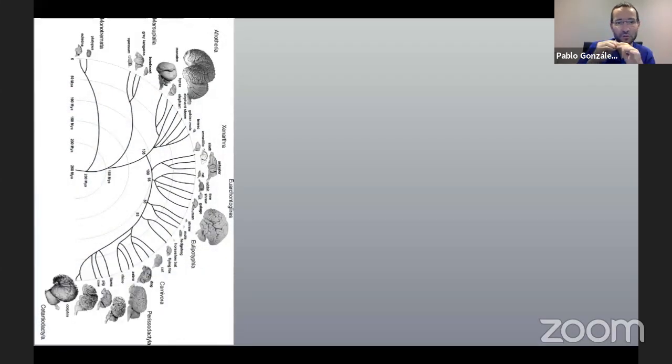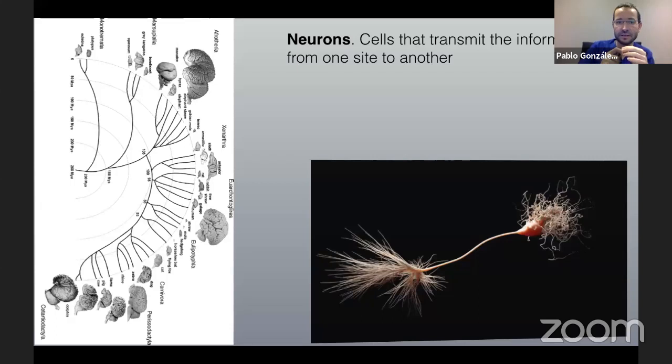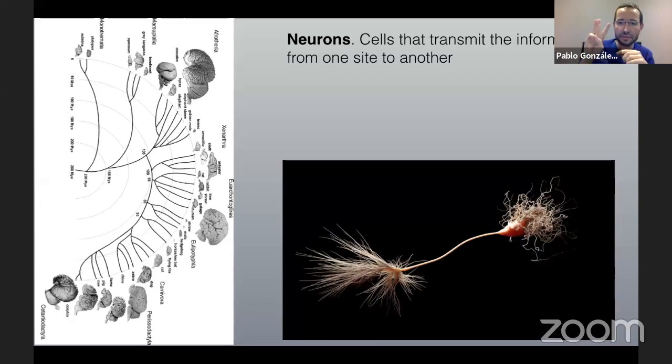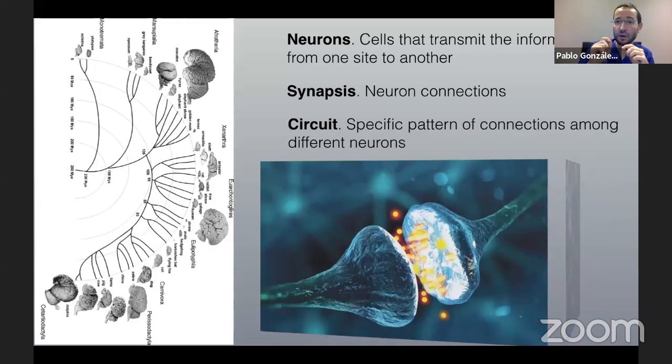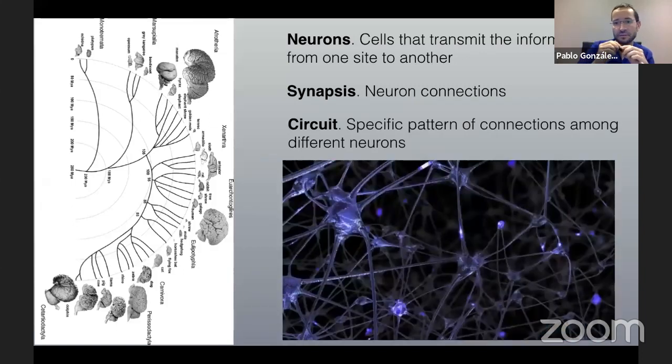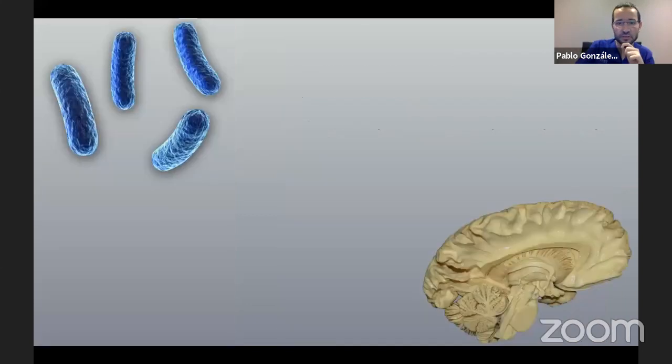So this is one of the branches of the evolution of our central nervous system. So you can see how complex it is, and it's not like a linear evolution, but it's like a net. So different branches of the evolution have been happening in mammals, for example. But all of these nervous systems are composed by three very important parts. The neurons, we have the synapses, which are the neurons' connections, and something very important, the circuit, the white matter in our case, which is a specific pattern of connections in between the different neurons. So these are the three basic components of a central nervous system.